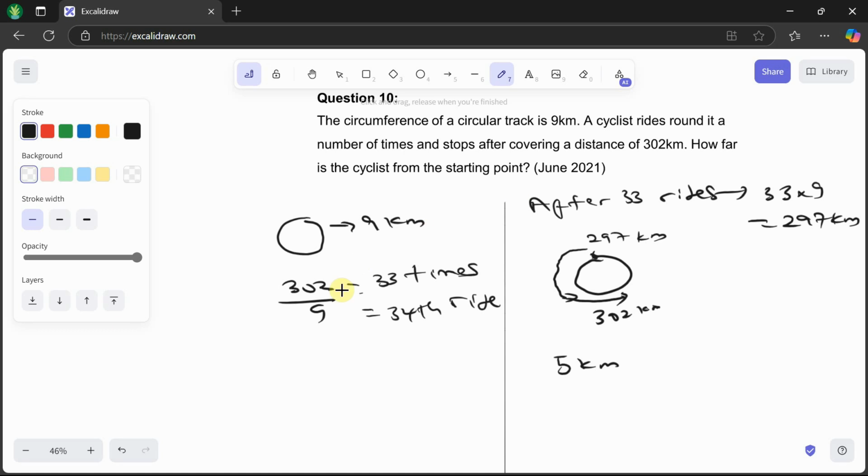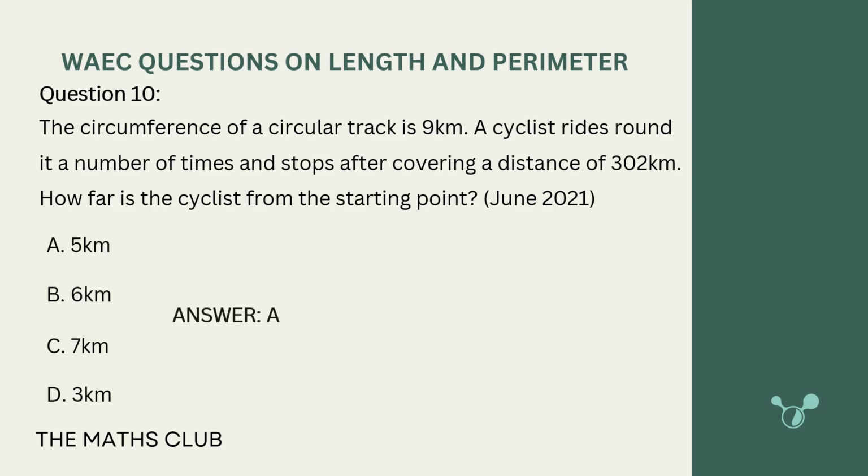Because they said he had done 302, and 302 divided by 9 gave me 33 point something, the whole number part is 33 times. He was on the 34th ride, right? So on the 34th ride, he had covered only a distance of 5 kilometers out of the total 9 kilometers, and that will be our answer. That will be option A. Great.